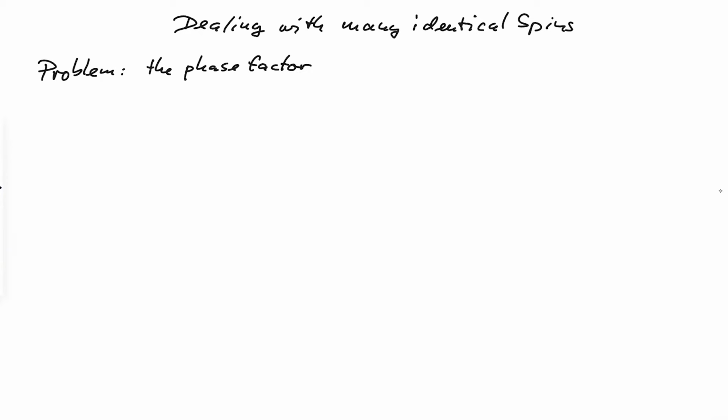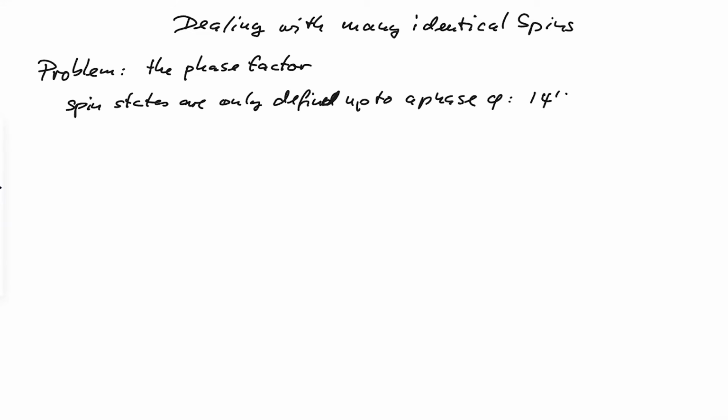So spin states are only defined up to the phase phi, as we have seen, where any spin state will give the identical result. Any spin state psi prime is simply e to the i phi times the spin state psi.